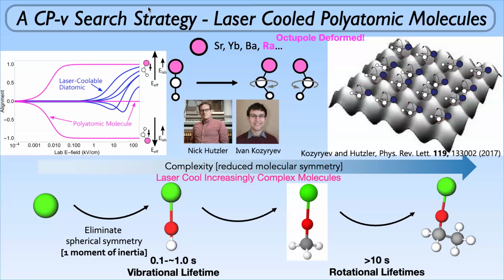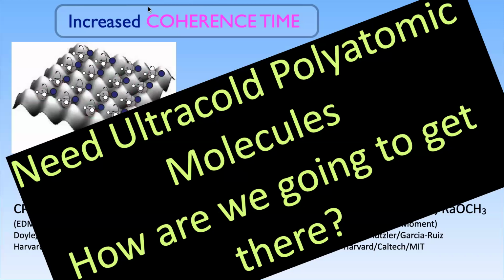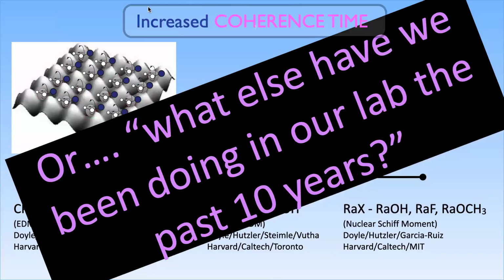And then put it into an optical lattice. You need to get these polyatomic molecules ultracold in order to put them into an optical lattice, or say an optical dipole trap. Figure out which might be better, or maybe even a tweezer array. But you need ultracold polyatomic molecules. How are we going to get there? What else have we been doing in our lab for the past 10 years?